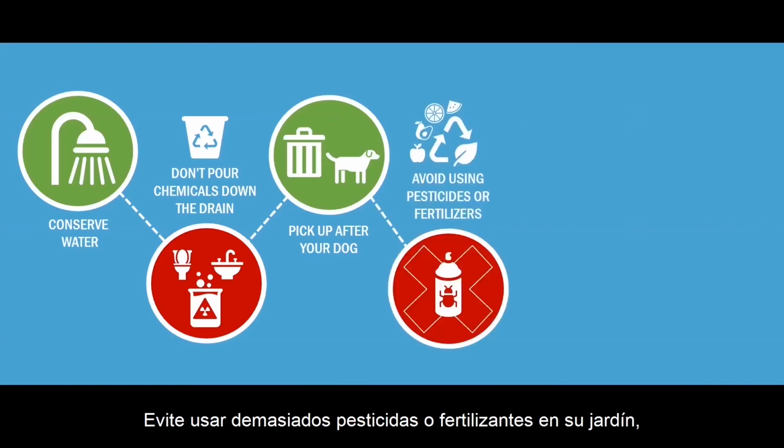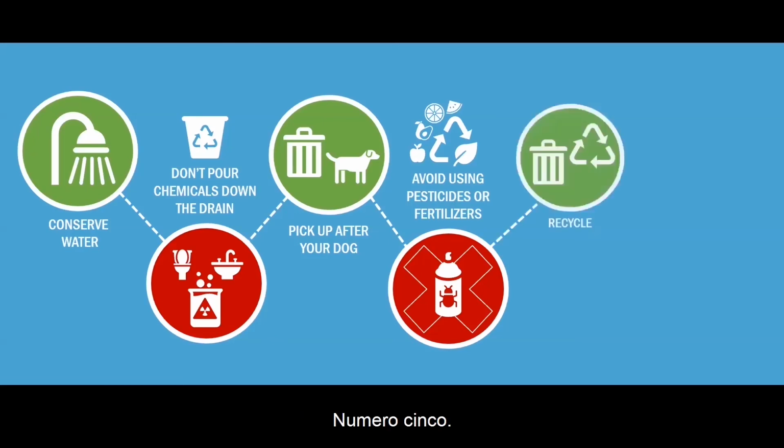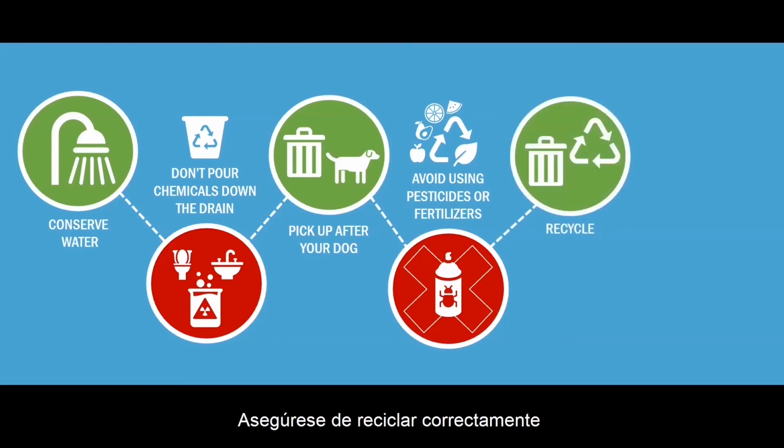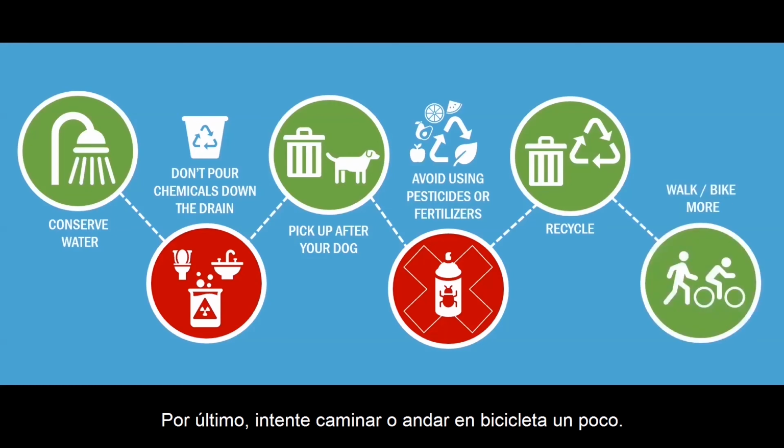Number 4. Avoid using too much pesticide or fertilizers in your garden. You may even consider starting your own compost at home. Number 5. Make sure to recycle correctly by disposing your trash in the places where it actually belongs. And lastly, try walking or biking a little more. These are some of the most sustainable ways of transportation and can even allow you to connect more with your watershed.